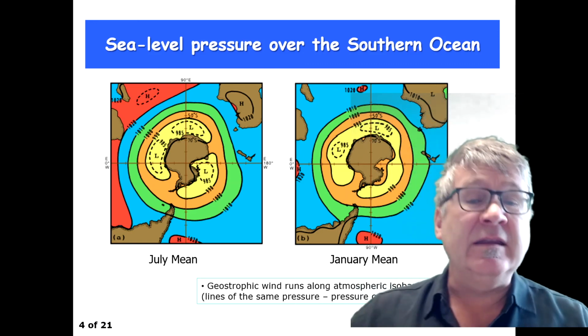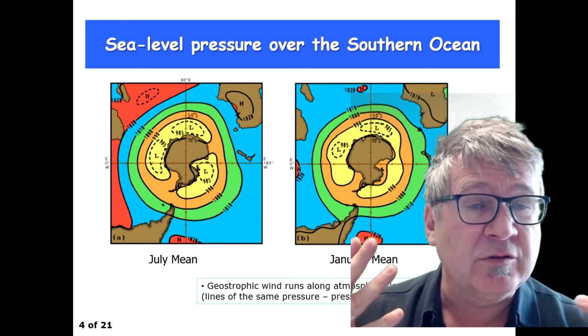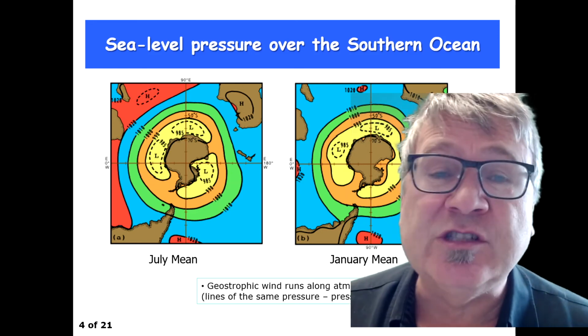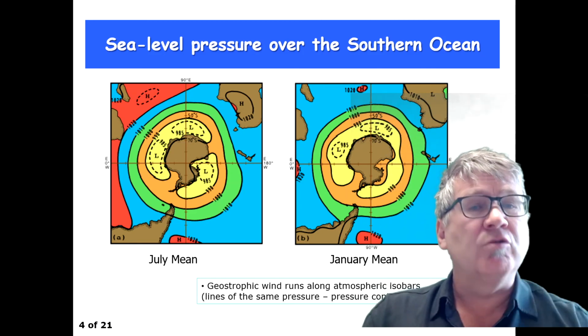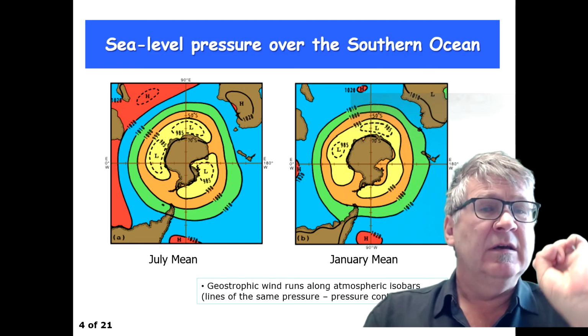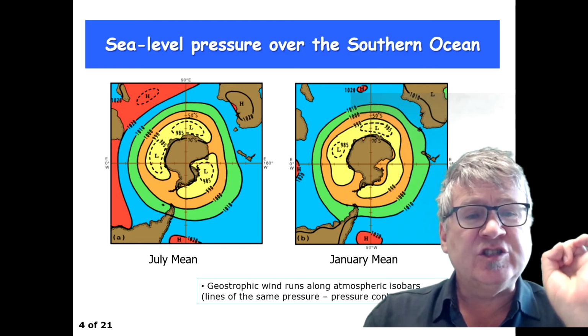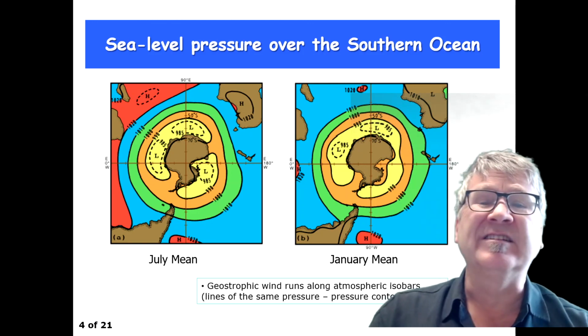And in the ocean, pressure contours are used to show geostrophic currents. So now, how does the ocean respond to these persistently strong winds over the Southern Ocean?